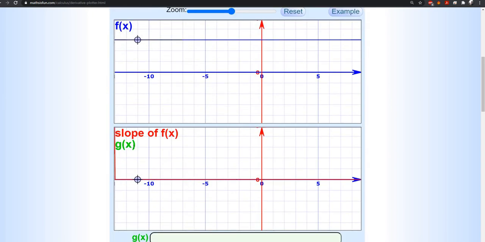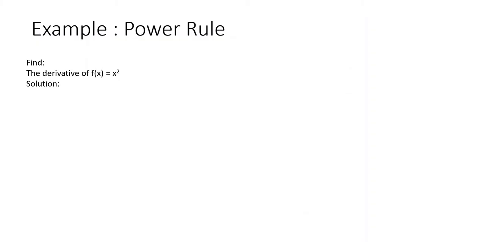And g of x is actually the derivative function of f of x. And again, you can see that it's just a straight line at 0, with a y value of 0.